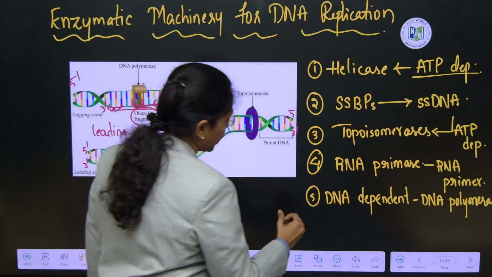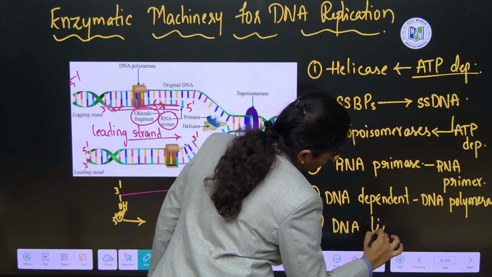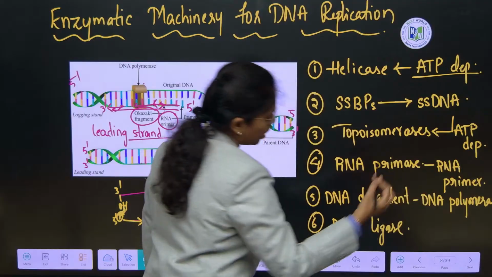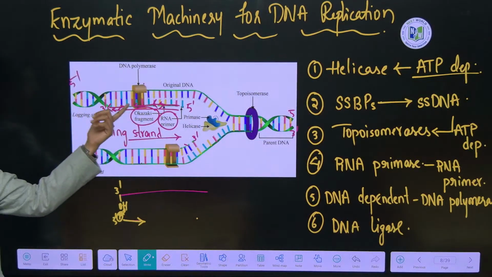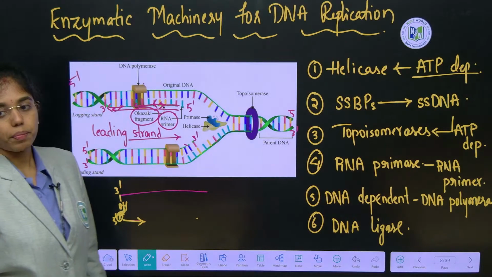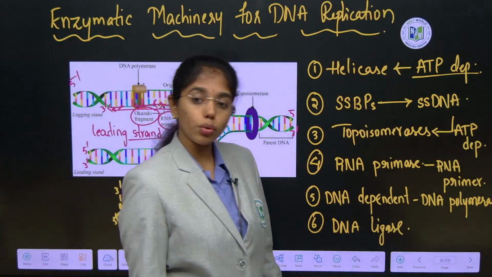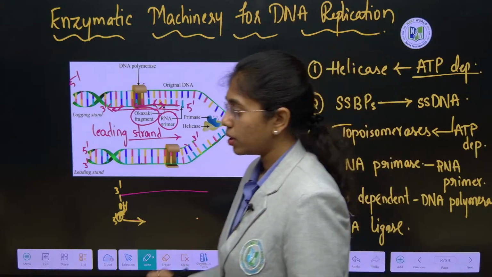These Okazaki fragments are later bound up with what? DNA ligase enzyme. This DNA ligase enzyme will join up the RNA primers, and this will be a lagging strand again. Lagging strand is away from the replication fork, leading strand is towards the replication fork. Clear with the enzymatic machinery? Take down quickly.